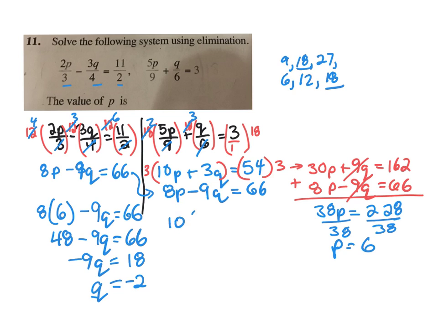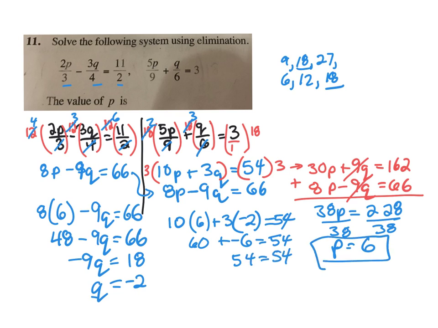Just as a quick check, I'm going to sub into that other equation. So 10p, so we'll sub that in, just to make sure this is working out right. Probably should sub back into the original equations to do an official verification. But just a quick and dirty check, 60 plus negative 6 equals 54, and that does equal 54. Okay, so I'm feeling good about those answers. All right, so we have p equals 6 and q equals negative 2. There you go.